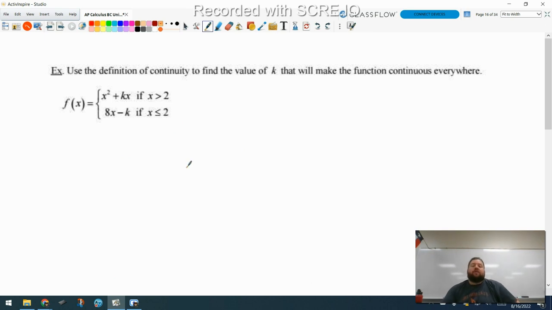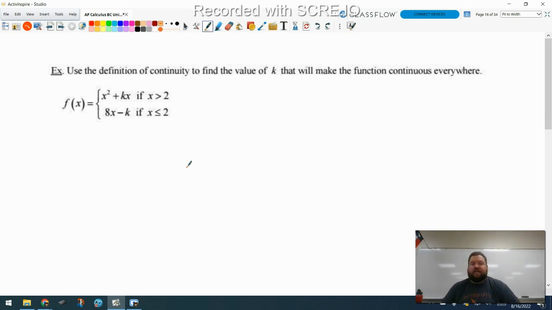All right, use the definition of continuity to find a value of k that will make the function continuous everywhere. So we did a problem similar to this on the continuity day notes. This one's a little bit harder because you have k's in both pieces of this. And so just solving the equation at the end is going to be a little tougher. But the idea behind it is still the same. The main thing with piecewise functions is that the limit must exist.